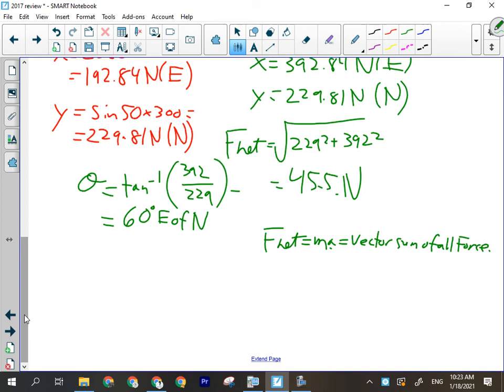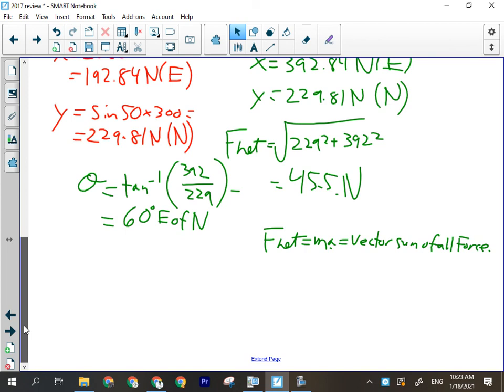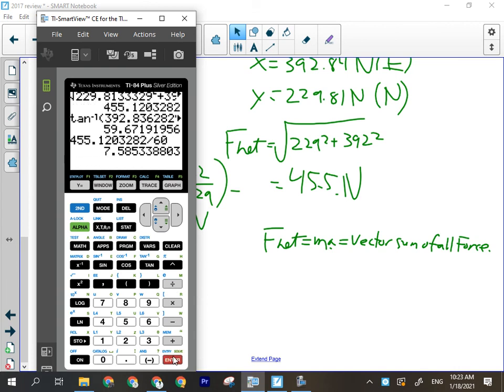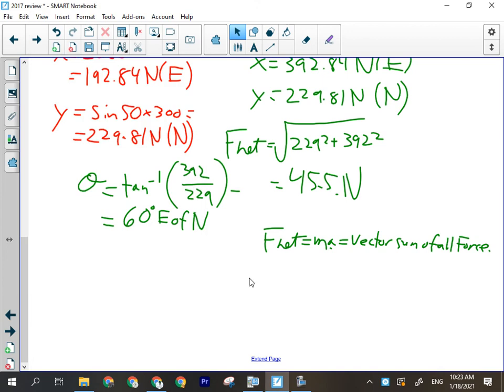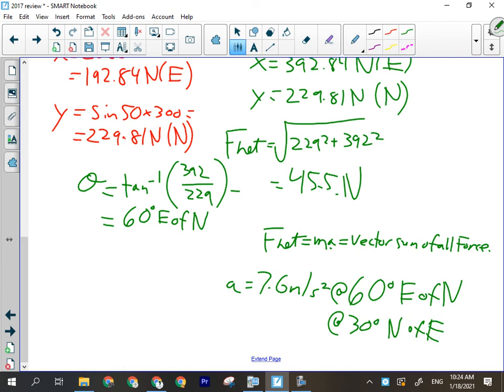Okay. All right, so we divide that by our mass, which was 60 kilograms. Back up and grab that. That was my net force, divided by 60. All right, so the acceleration is going to be 7.6 meters per second squared at 60 degrees east of north, or at 30 degrees north of east. Okay, everybody all right with that?